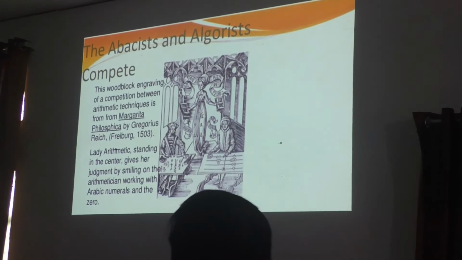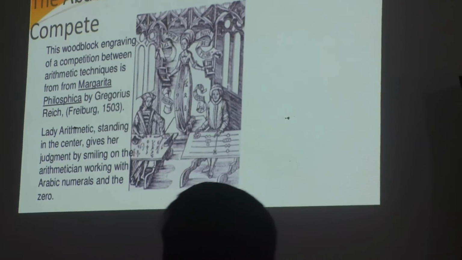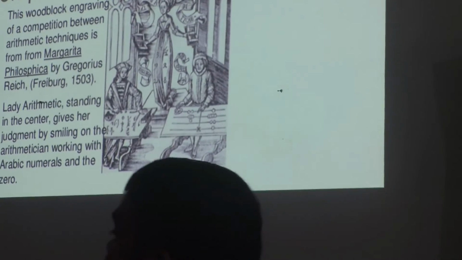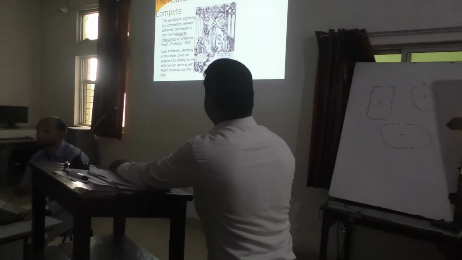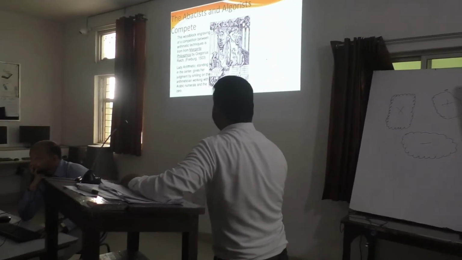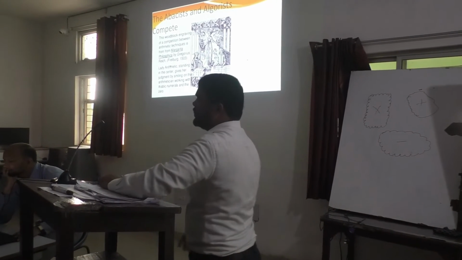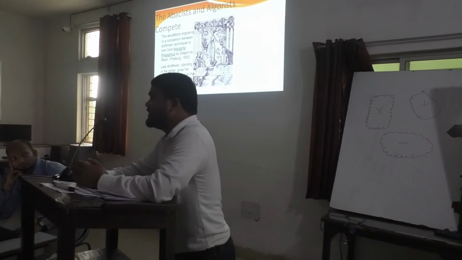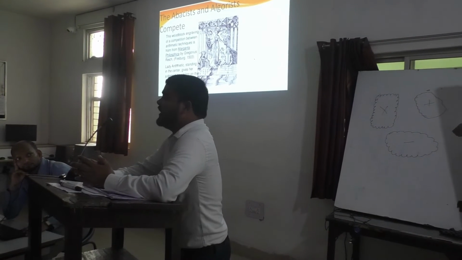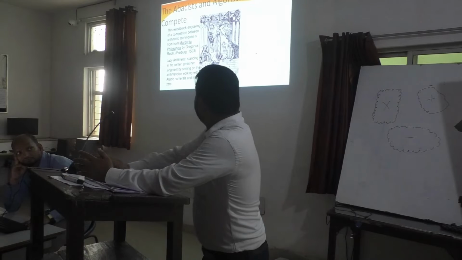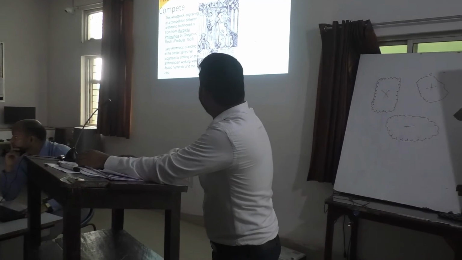Abacists and algorists compete. She is a lady, Arithmetic, and used certain ways for her judgment, smiling on the arithmetician working with Arabic numerals and the 0. At that time, she showed her skills in how to give any judgment using her mathematics skills. That is why she has got the name Lady Arithmetic.